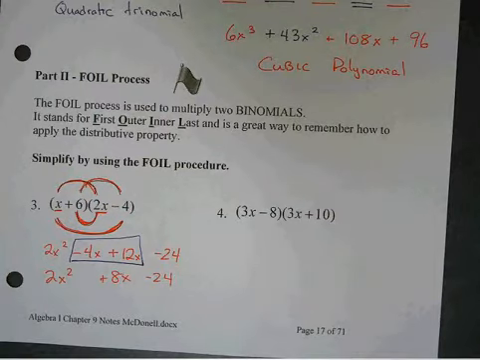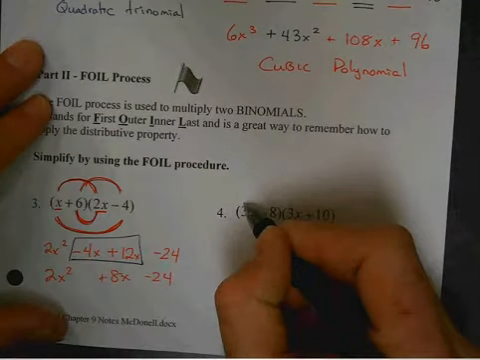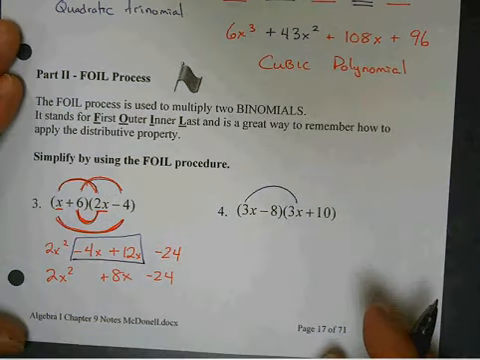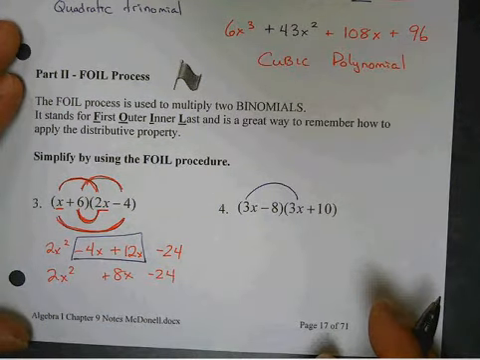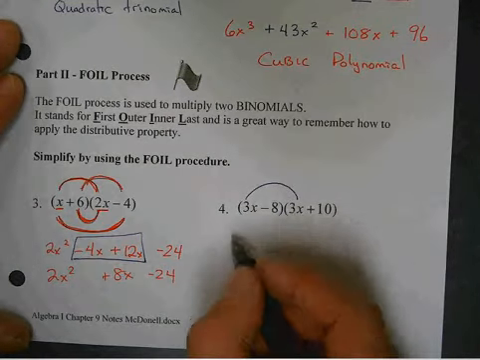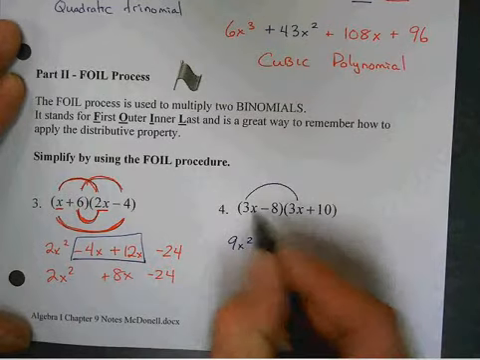We're going to start using the word FOIL almost as a verb. I'm going to say FOIL it. And that means multiply the two binomials together, first, outside, inside, last. So let's try number 4. Foiling here. Draw it first. First times first is 3x times 3x, how much? 9x squared. Leave some space to draw your lines.